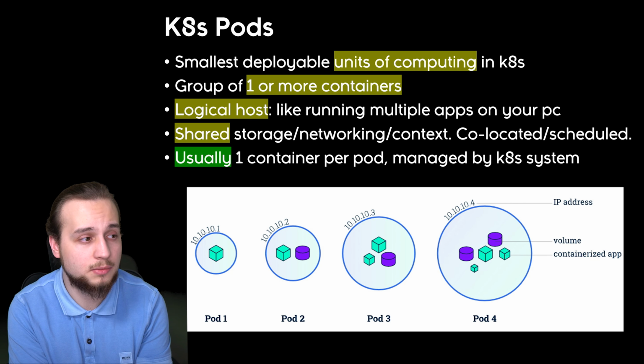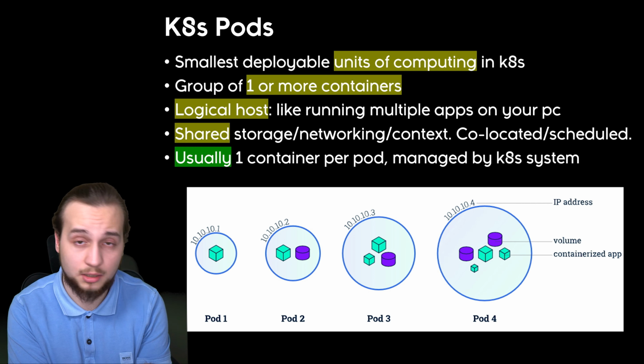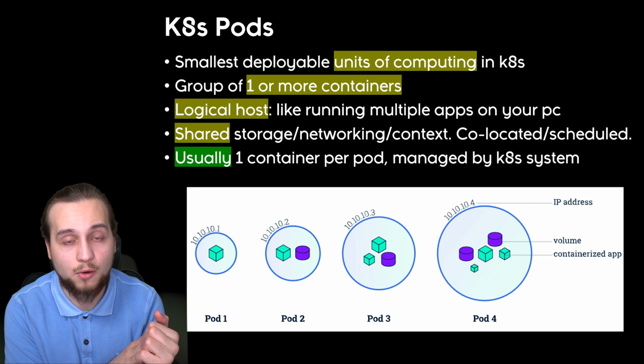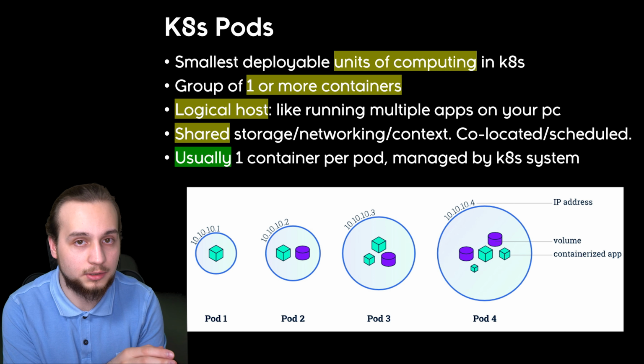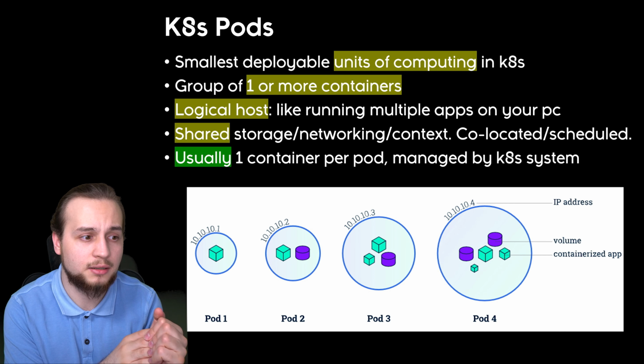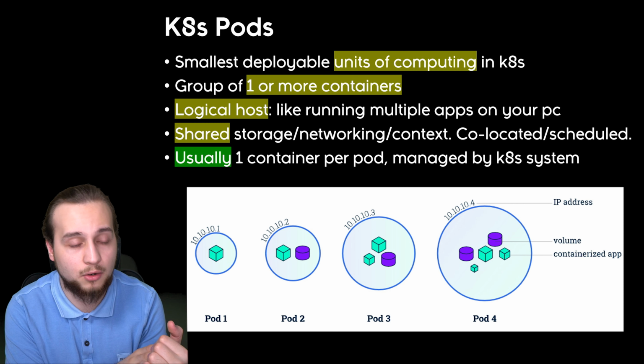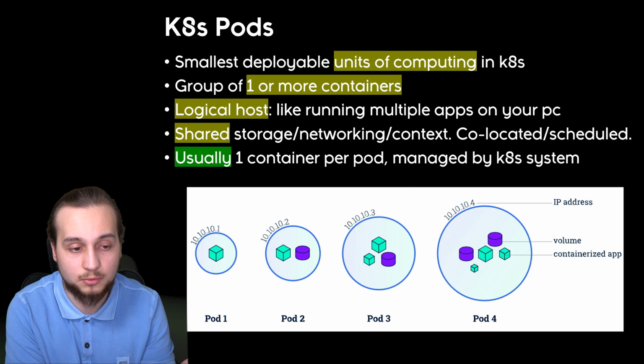Kubernetes pods are the smallest deployable units of computing in Kubernetes. They can have a group of one or more containers. They are a logical host. You can compare running multiple containers inside a pod to running multiple apps on your PC. They share storage, networking, and contexts. They are co-located and co-scheduled, which means that the scheduler will assign the same node for them.